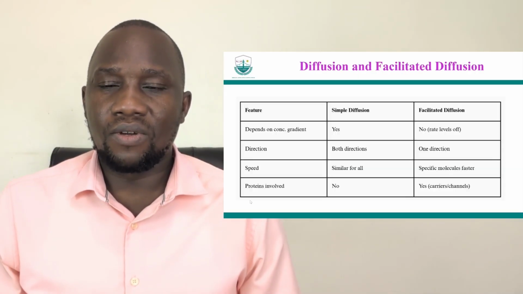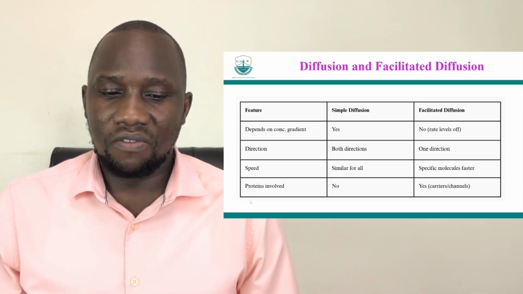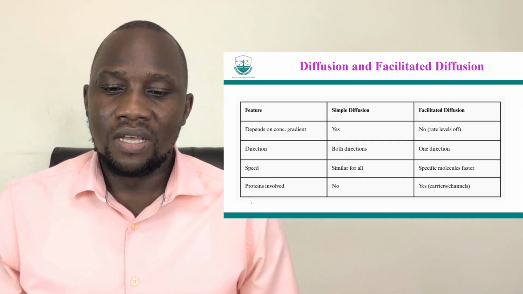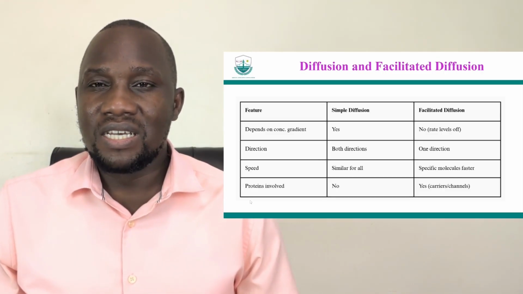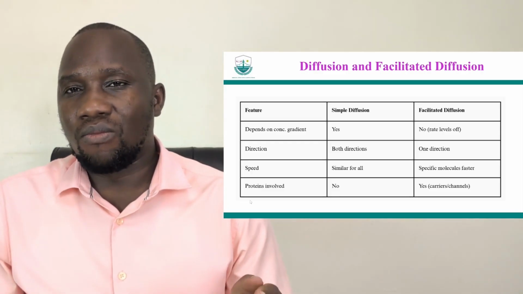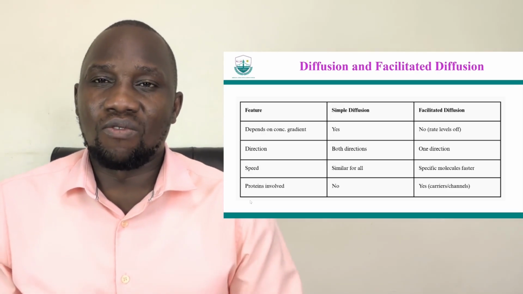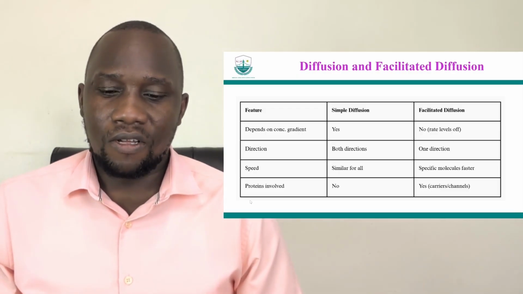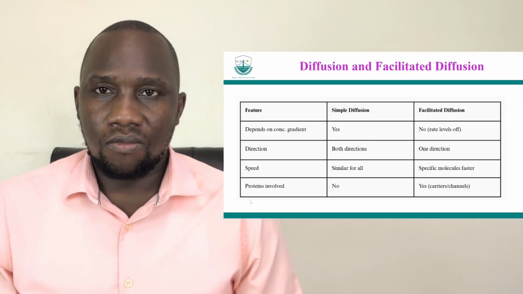Okay, simple diffusion, you don't need a carrier protein. For facilitated, you definitely need one. Facilitated diffusion usually follows one direction, but for simple diffusion, because of the concentration gradient, you have movement happening mainly with particles moving from where they are highly concentrated to where they are in low concentration. But of course, that does not mean that you cannot have some particles moving in the opposite direction. What we shall see is that overall they are moving to the area of low concentration.